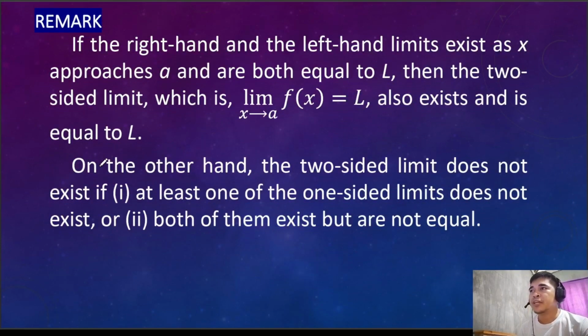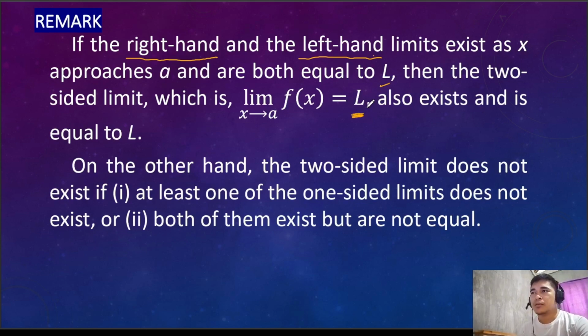Take note, if the right hand and the left hand limits exist as x approaches a and are both equal to L, then the two-sided limit, which is the limit of f of x as x approaches a, is equal to L, also exists and is equal to L. Meaning, if the limit from the right hand and left hand are the same number, then the general limit exists, which is equivalent to the given L of the two sides.